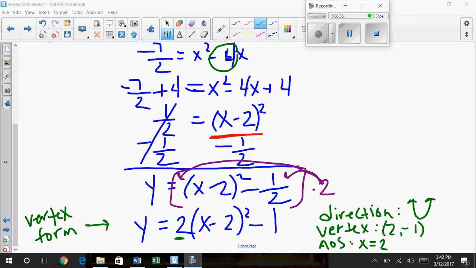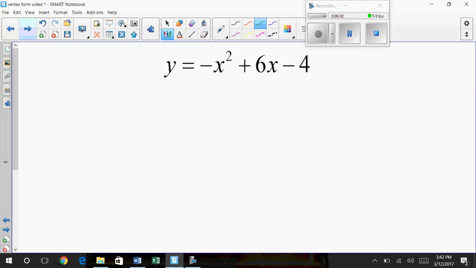What I have on the next page is another example. So if you're interested in practicing this and you want to see if you're able to do it by yourself, what I would do right now is I would pause the video and then play it once you have an answer, or if you get stuck and you can see my solution worked out.